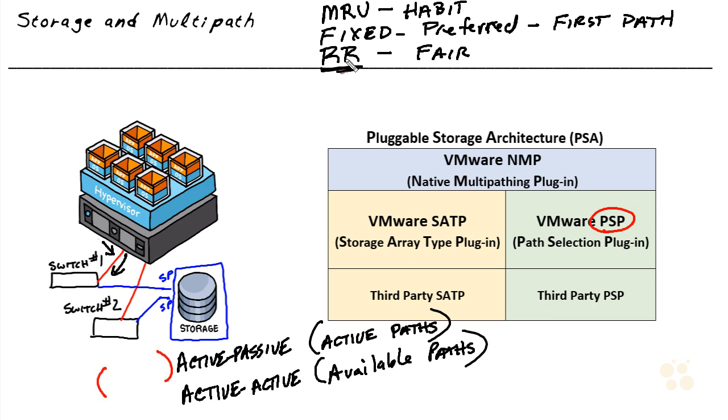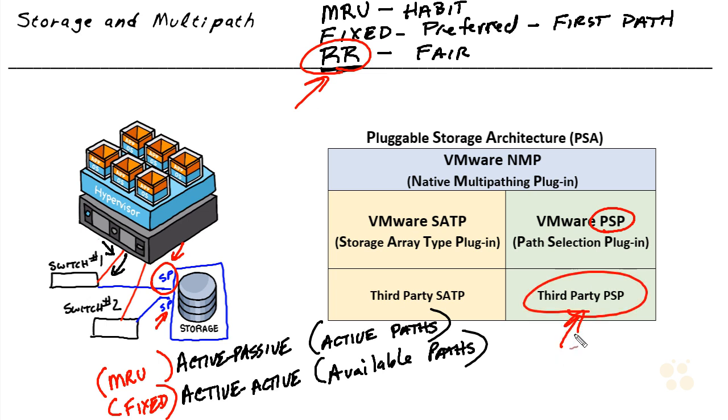Regarding the defaults of which of these three options are used, if we have an active-passive storage array, the default for most of those types of storage arrays is going to be MRU. For active-active storage arrays, the default path selection policy is going to be using fixed. So those are the defaults. However, we could set up round robin manually. Or if we're using a third-party path selection plugin that's coordinating the efforts between the ESXi host and the storage appliance, they could specify whatever they chose to in their own path selection plugin.